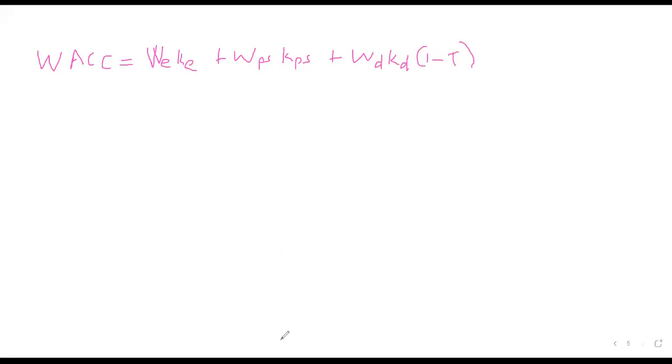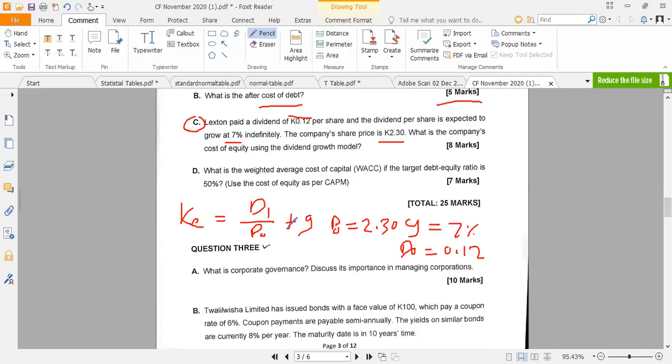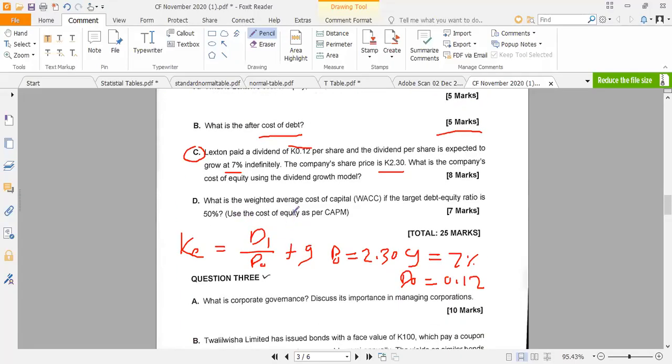So let's go to our question here and see what is relevant to this. So what is the weighted average cost of capital if the debt to equity ratio is 50%? Use the cost of equity as per CAPM. So what are we supposed to do at this point? So we have the following details.